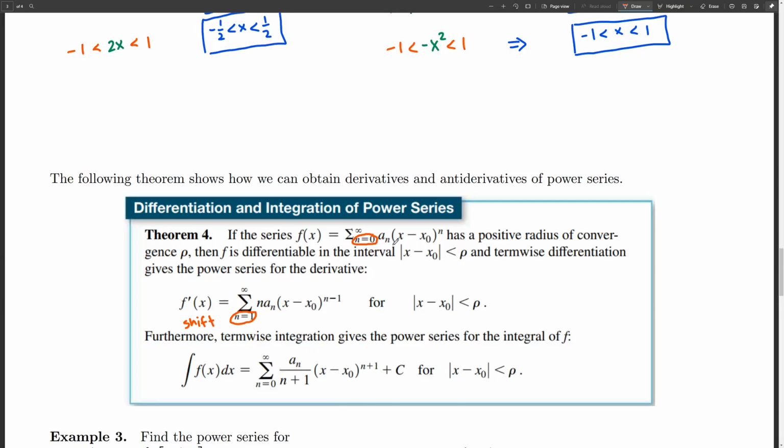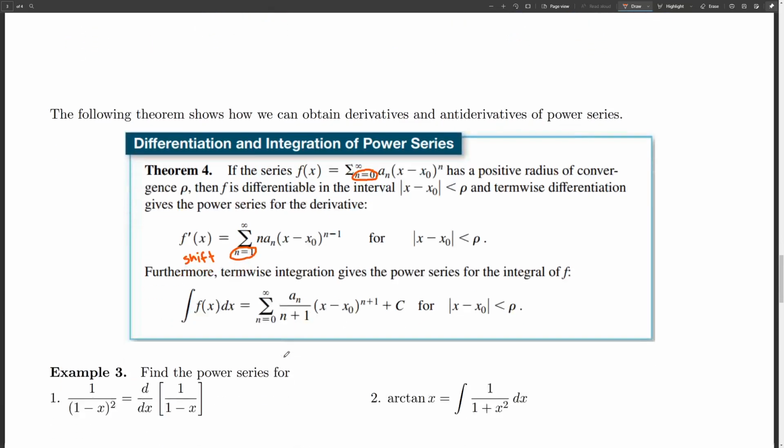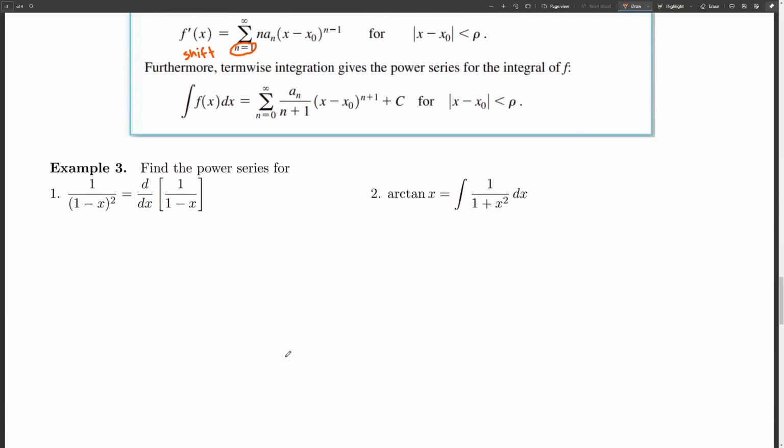And again, you see for each term we use the power rule for integration. We add 1 to the exponent, and then we divide by that new exponent. So let's see some examples where we can apply this.